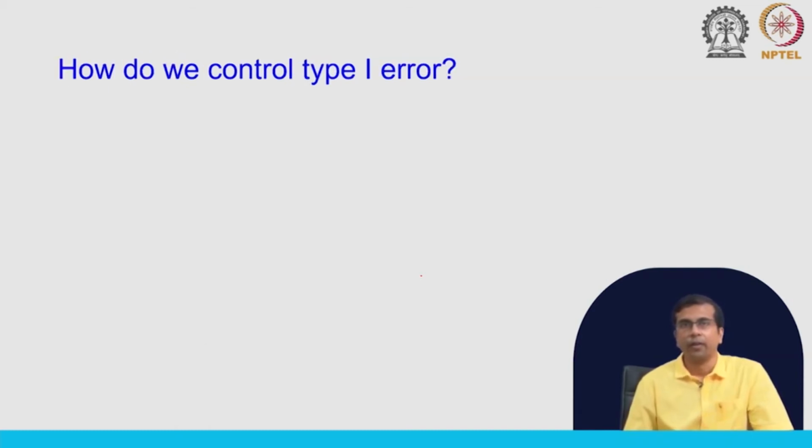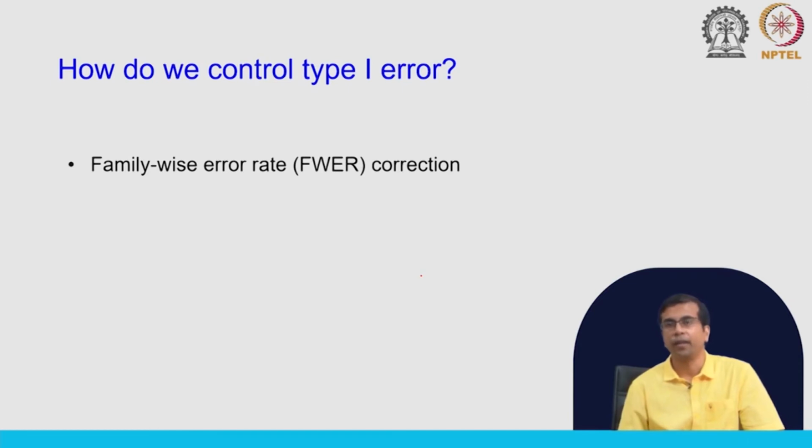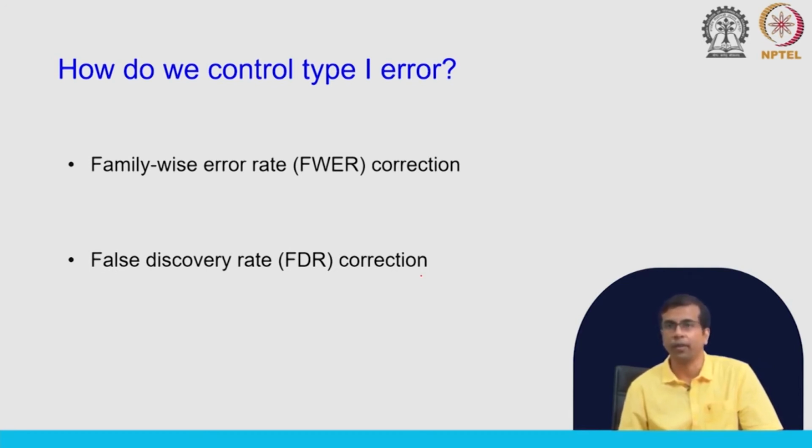So, now we understand that the probability of type 1 error would increase when we are doing this analysis. So, how do you control this type 1 error? We do not want to make the increased type 1 error. We want to control this type 1 error, and there are two methods for this correction. One is family wise error rate correction, and the other is false discovery rate correction. So, you have FWER in short and FDR.